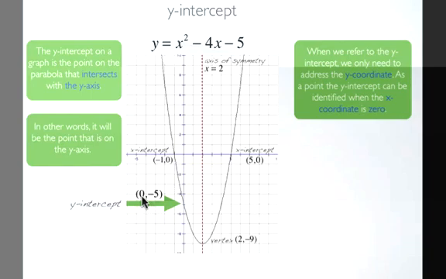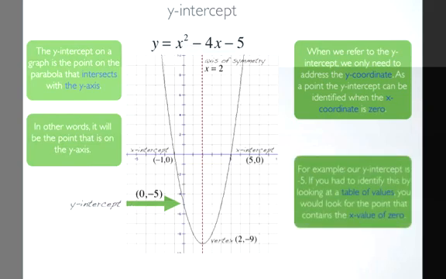The x value here is 0, and our y-coordinate is negative 5. So we would say that the y-intercept is at negative 5. In our example, our y-intercept is negative 5. If you had to identify this by looking at a table of values, you would look for the point that contains the x value of 0. Notice here, the x value is 0.